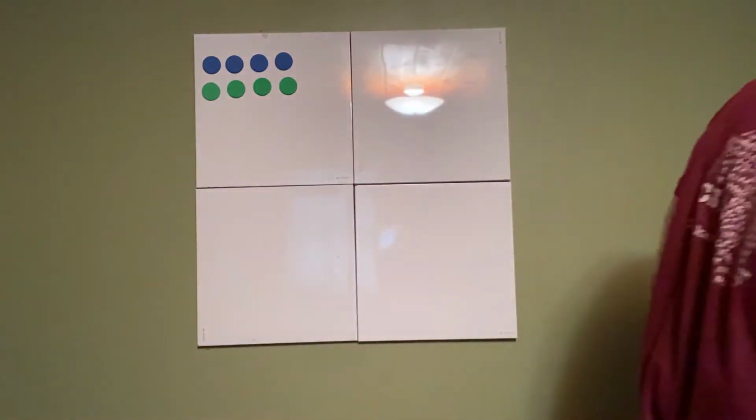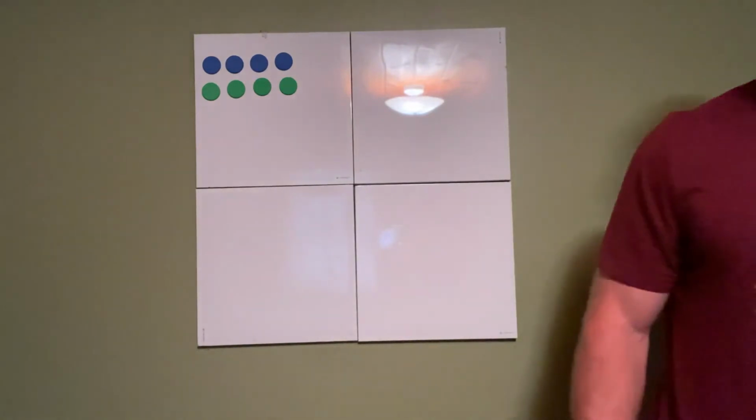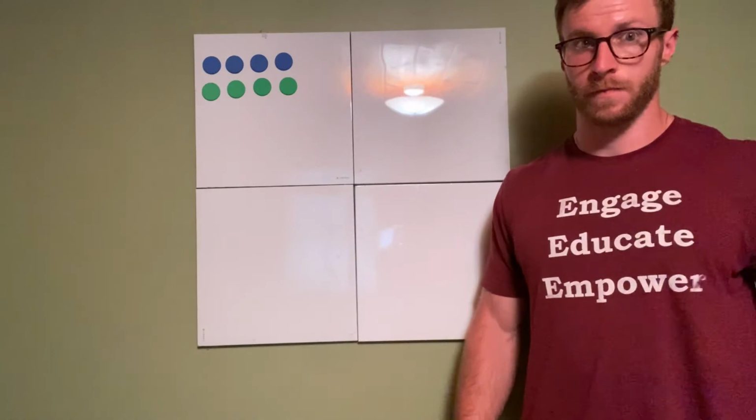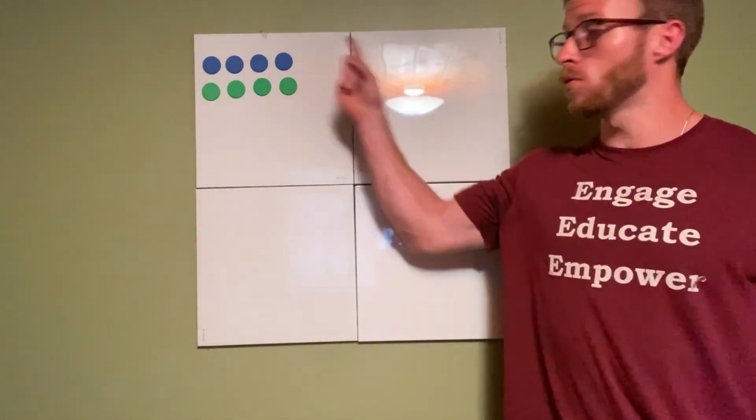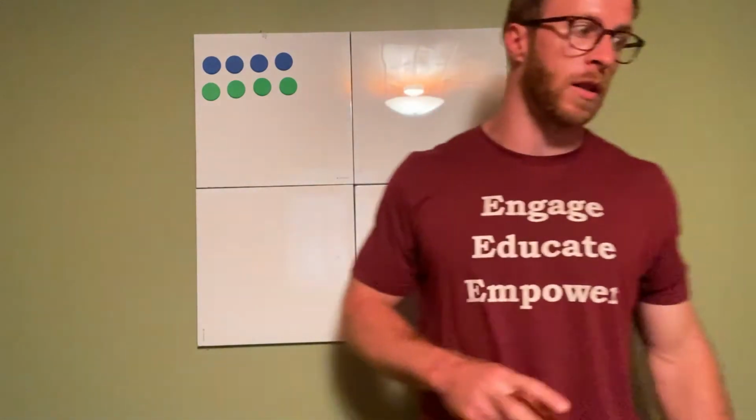Okay, so how many different colors do I have up here on my board? I have 2. I have blue and I have green. So I have 2 different colors.